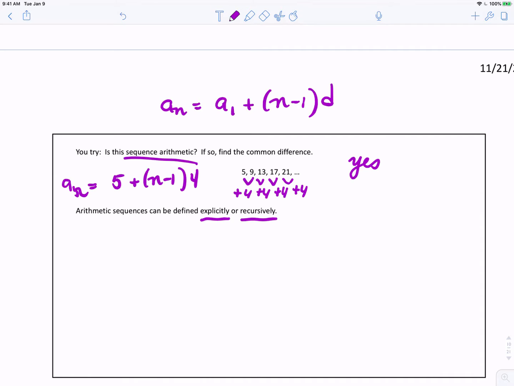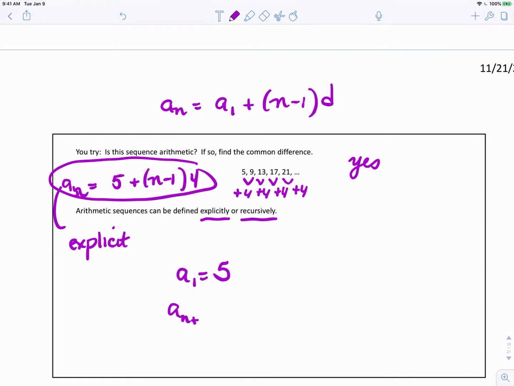So this is an explicit definition of that sequence. If I wanted to define it recursively, remember I would have to say what the first term is. So a sub 1 is equal to 5. And then I would have to say, how do I get the next one in terms of the one that came before it? I would take the one that came before it and add 4. So this would be a recursive definition of that sequence.